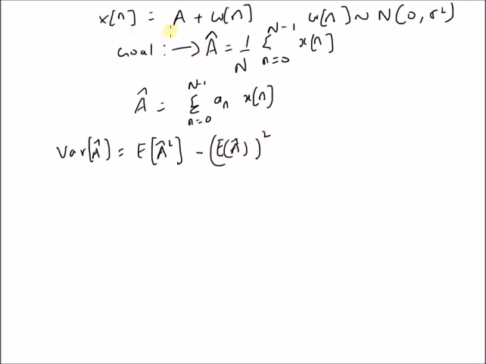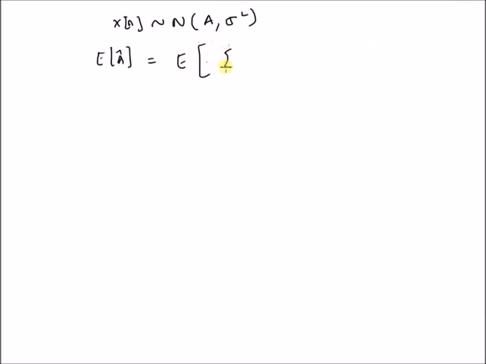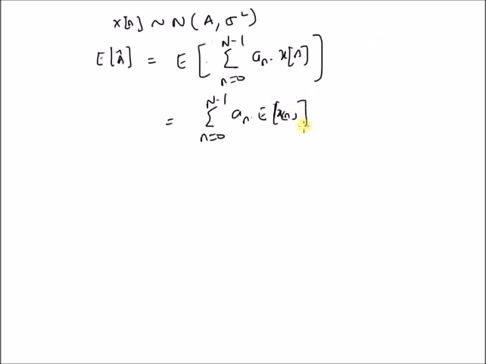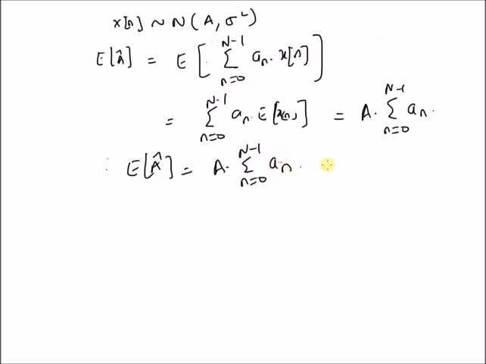From the given linear model, we know that x of n is a Gaussian process with mean A and variance sigma square. So the expectation of A hat is equal to expectation of summation n equal to 0 to N minus 1 a n into x of n. Since a n is a deterministic quantity, we have summation n equal to 0 to N minus 1 a n into expectation of x of n. And since expectation of x of n is equal to A, we have A into summation n equal to 0 to N minus 1 a n. Therefore, the mean of the estimator, expectation of A hat, is equal to A times the summation n equal to 0 to N minus 1 a n. Let us call this equation 1.